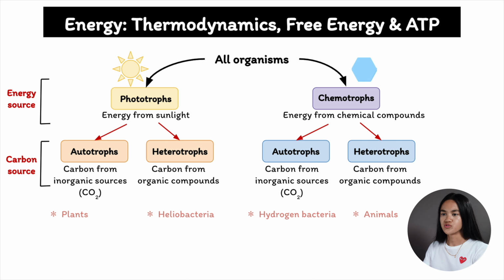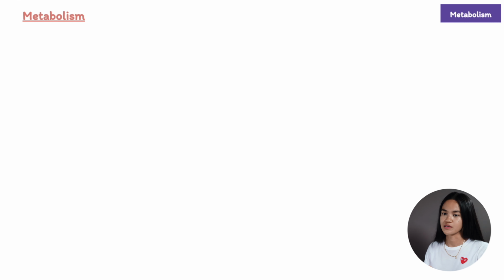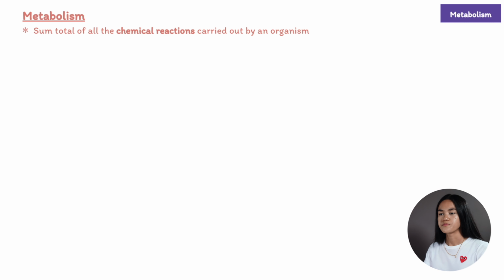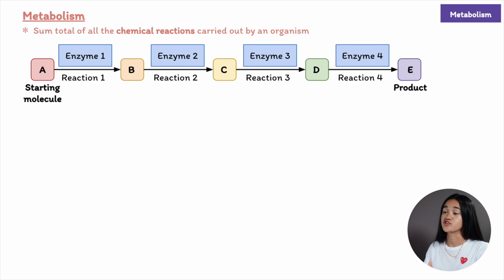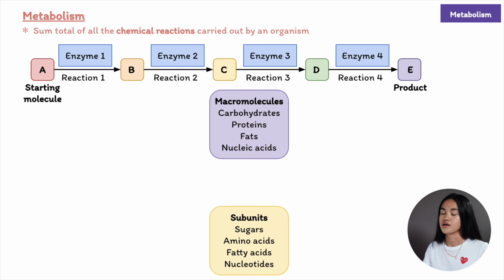The term that's used to describe the sum total of all the chemical reactions carried out by an organism is called metabolism. In a metabolic pathway, a specific molecule is changed in a series of defined steps that produces a specific product, and we require a set of specialized proteins called enzymes to catalyze each step. Enzymes accelerate each reaction. Now, metabolism is divided into two categories. We have catabolism and anabolism.